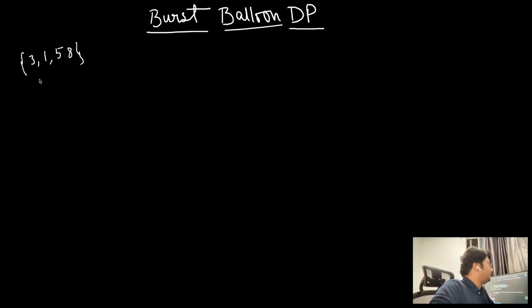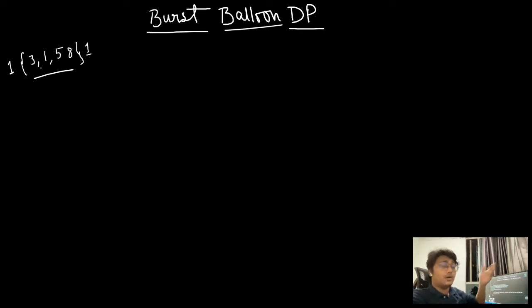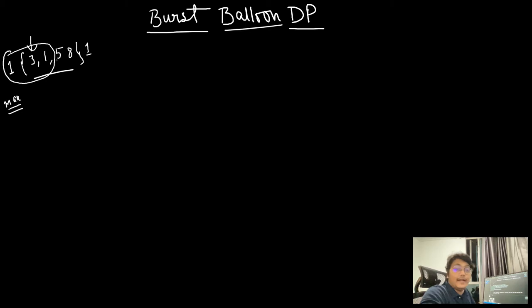So in the last video, if you remember, the input was 3158 and we added a 1 at the end and a 1 at the beginning. Now let's quickly go over the problem statement once again. Given an array of balloons, we can pop any balloon, and when we pop, the points we get is the multiplication of three numbers: the numbers adjacent to the current balloon and the current number, and we have to maximize the points. In the previous video we discussed a solution using naive recursion. So let's see how dynamic programming can improve the complexity of the problem.